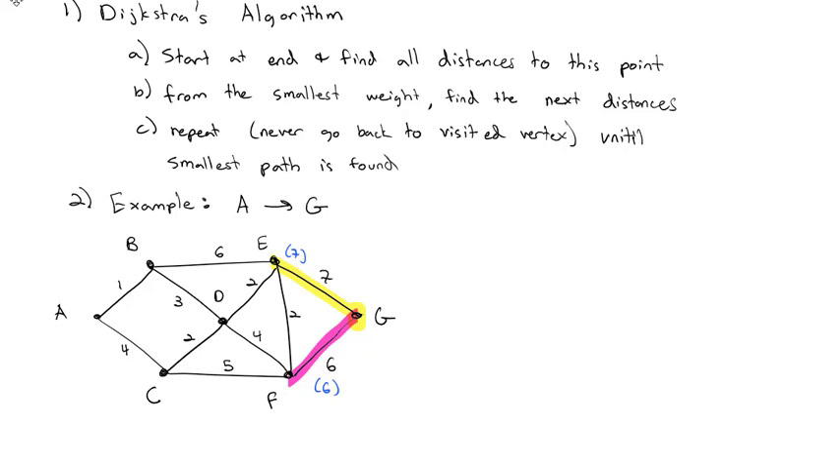From the 6, we've got a couple choices. We can go up. That gives us a distance of 6 plus 2 is now 8. We could go across. That gives us a distance of 6 plus 4, which is now 10. Or we could go horizontally. That gives us a total distance of 6 plus 5, which is 11. So we no longer have the 6 because it's been used up.